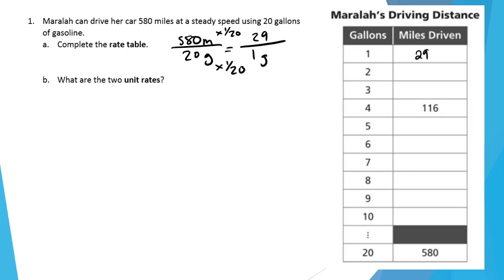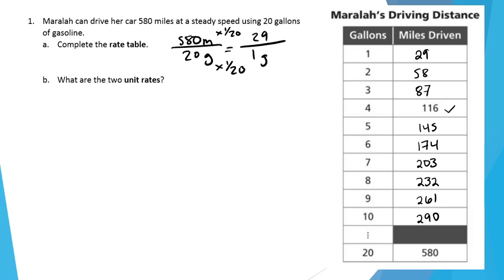If she has 2 gallons of gas, she can go twice that far. So I'm going to add another 29, and I get 58. For 3 gallons of gas, 87. For 4, 116. For 5, 145. For 6, 174. For 7, 203. For 8, 232. For 9, 261. And for 10, 290. And again, it's good to check along the way and make sure that this works.